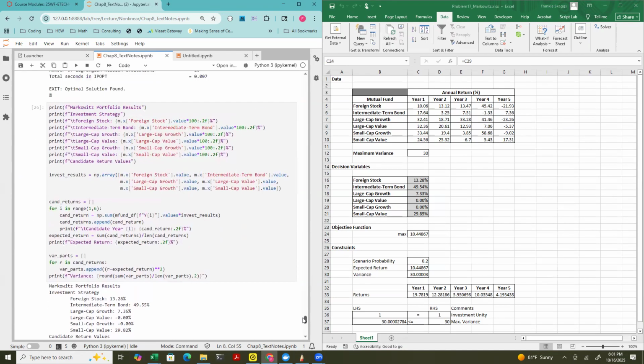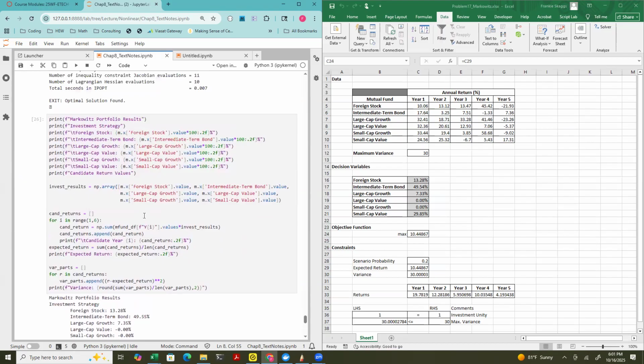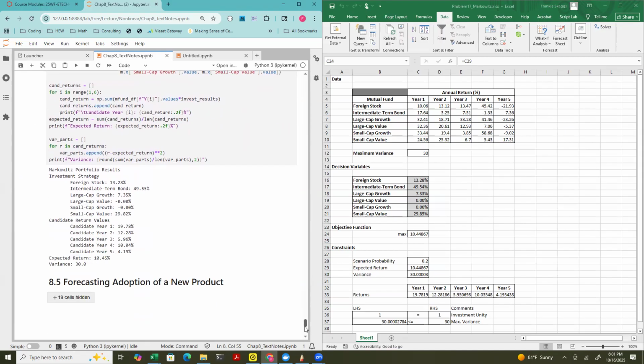And here I'm doing a little bit more. Instead of just saying m.display for it, I'm actually going to grab certain values from it and print out this nice little list here. So basically, showing the idea that, yes, the expected return, the value of the objective function, 10.45, matches on each one. And we've got the same distribution, it appears, for the investment strategy there.